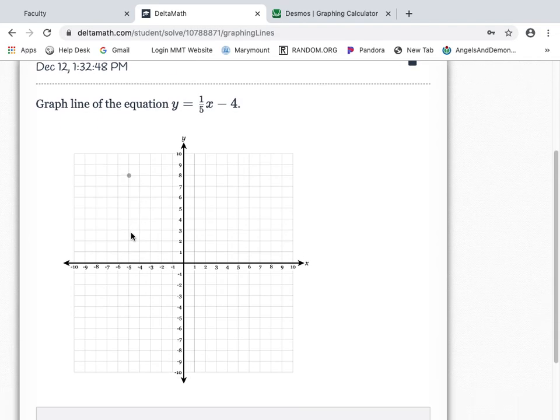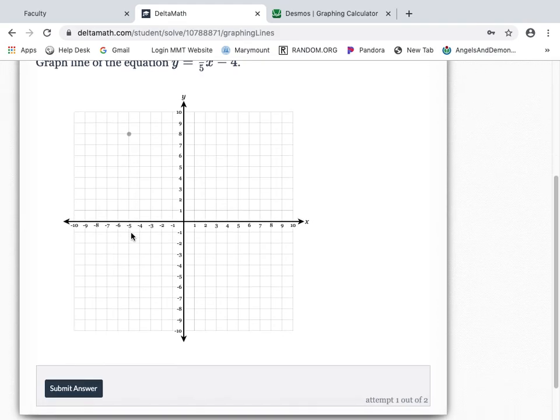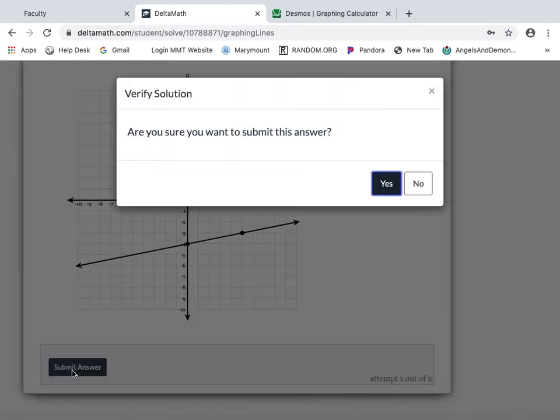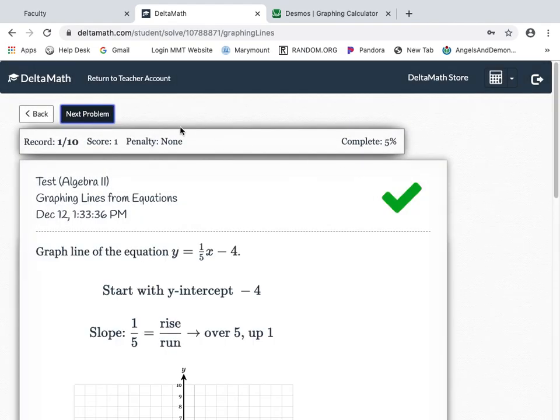Okay? All right, so it says to graph the equation of y equals negative 1/5 x minus 4. My y-intercept is negative 4. Did y'all see it just gave me a dot there? Okay? Now, what's my slope? Rise over run. Go up 1 and over 1, 2, 3, 4, 5. If it's negative 5. The slope is positive. It should be going up. And so I'm going to submit my answer. And we got it right.